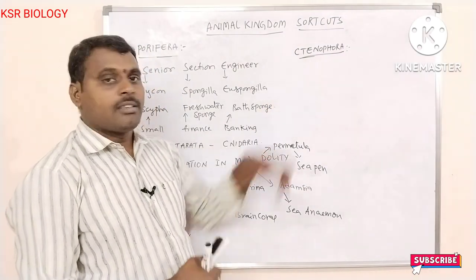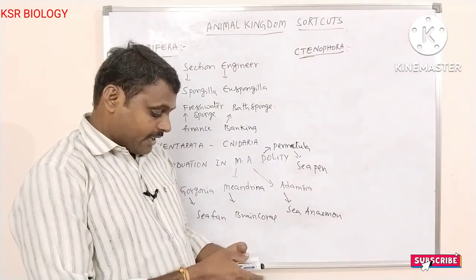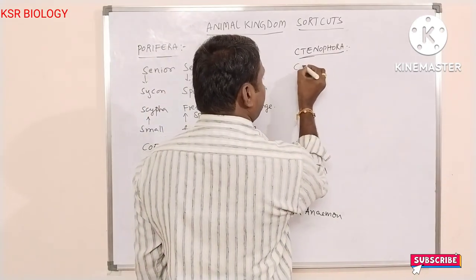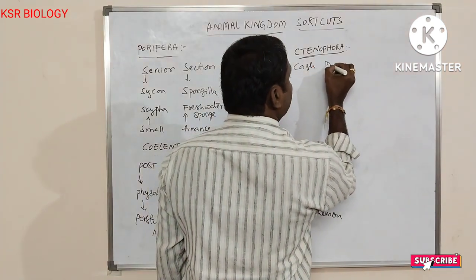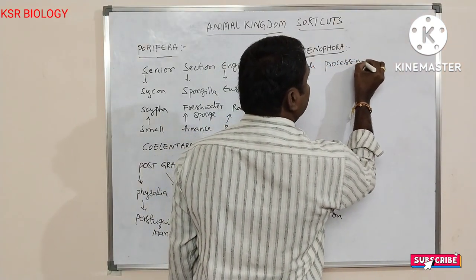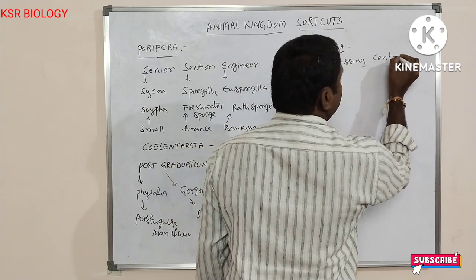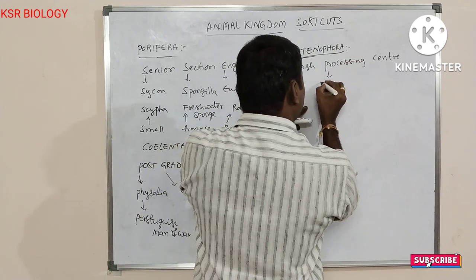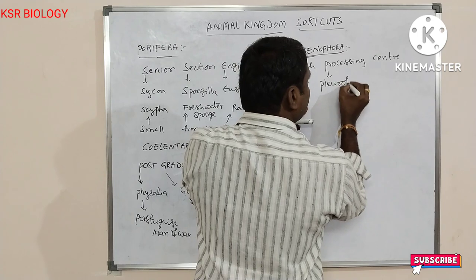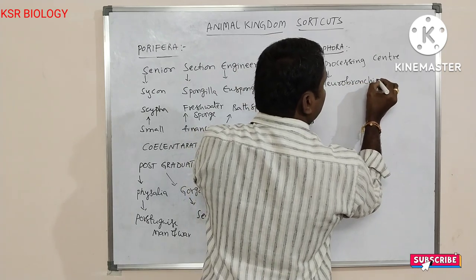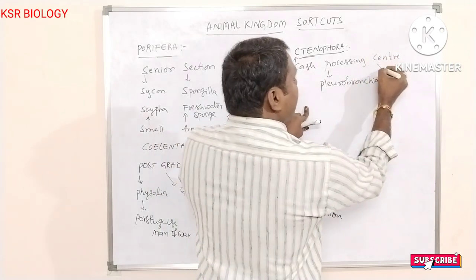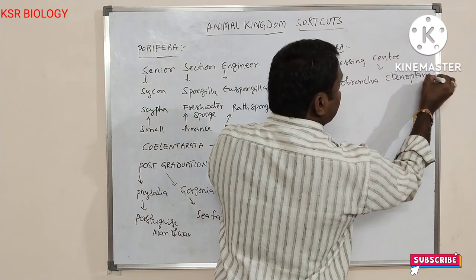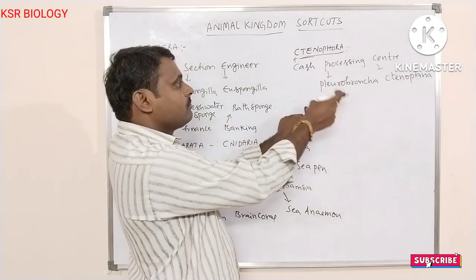The third phylum is Ctenophora. This phylum and its examples we can discuss with the help of a simple statement, that is Cash Processing Center. Here C stands for Ctenophora, P stands for Pleurobrachia, and again C stands for Ctenoplana. These are the examples of phylum Ctenophora.